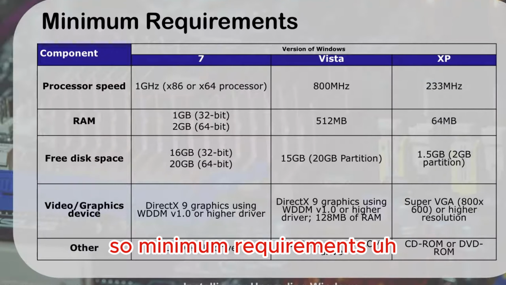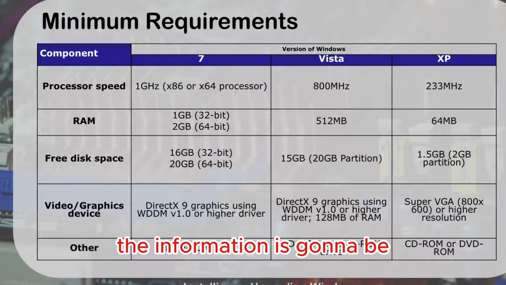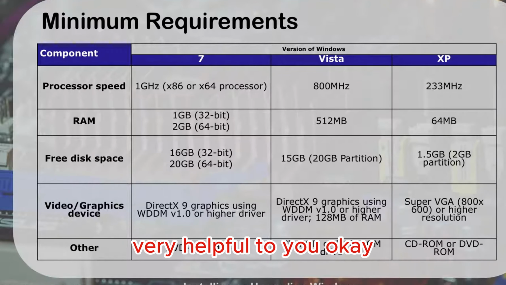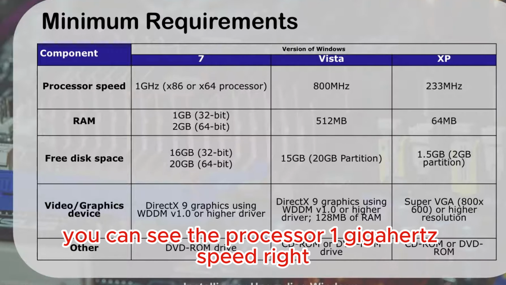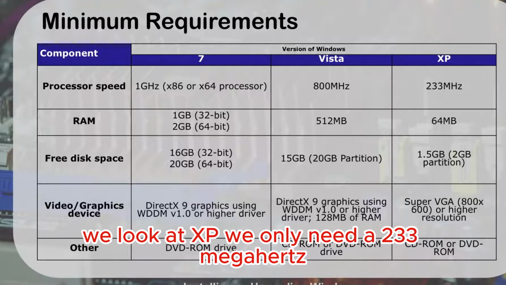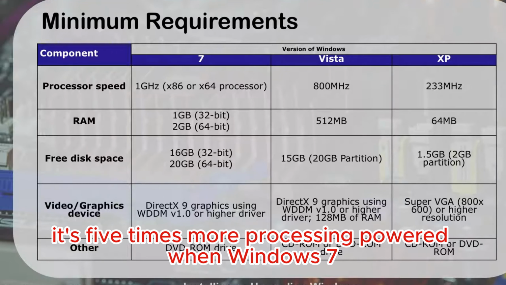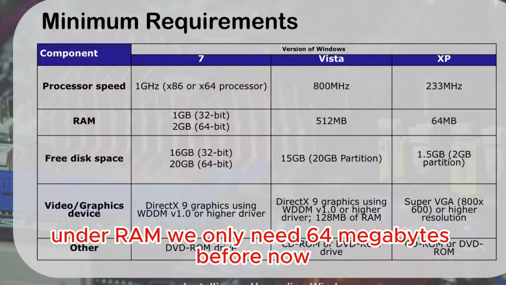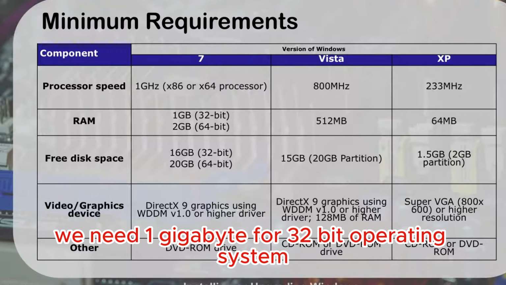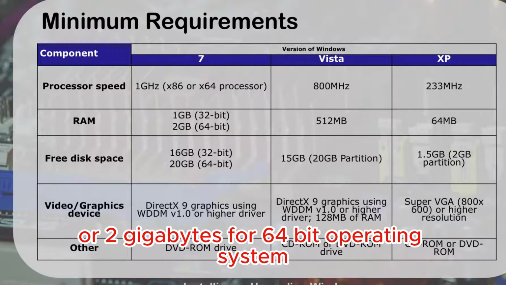So, minimum requirements. This is a chart where a lot of the information is going to be very helpful to you. Specifically, if you look under the Windows 7 column, you can see the processor, 1 gigahertz of speed, right? We look at XP, we only needed 233 megahertz, so it's 5 times more processing power to run Windows 7 than it was for XP. Under RAM, we only needed 64 megabytes before. Now we need 1 gigabyte for a 32-bit operating system, or 2 gigabytes for a 64-bit operating system.